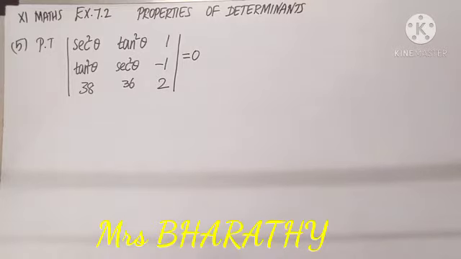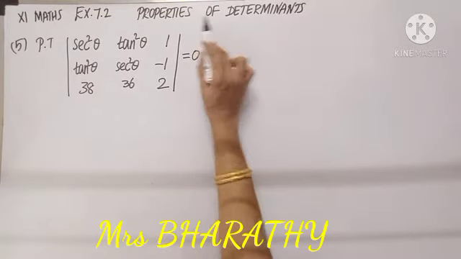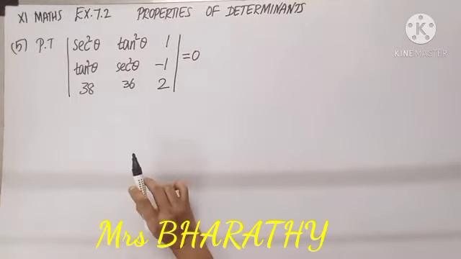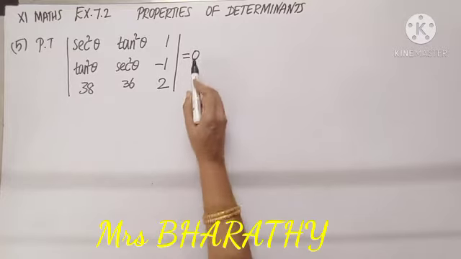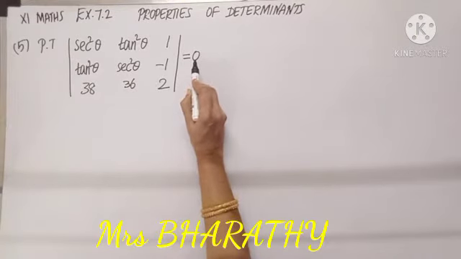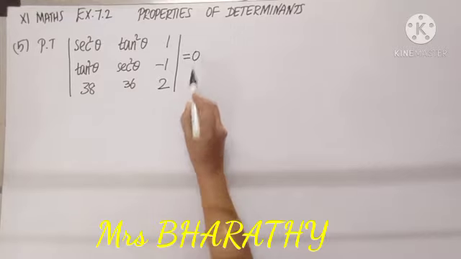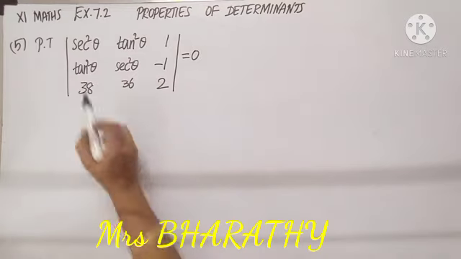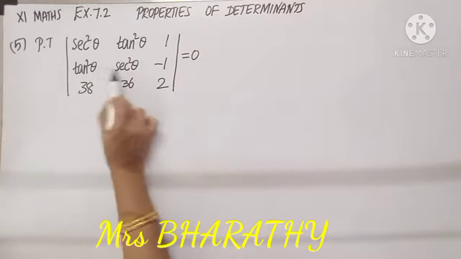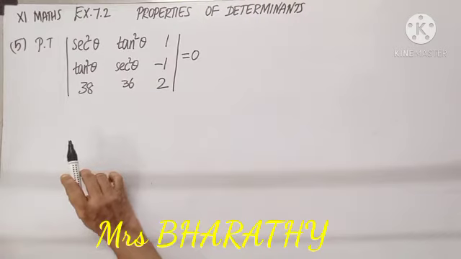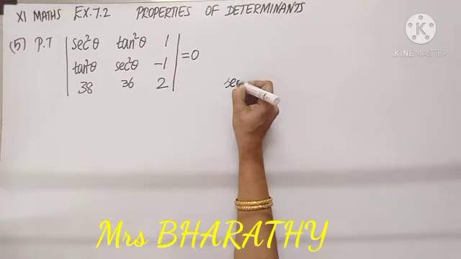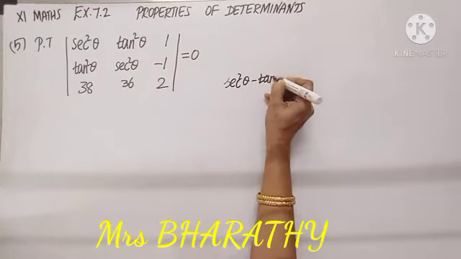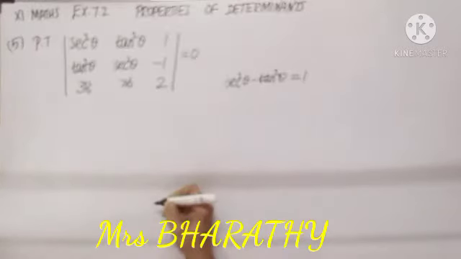Good morning children. We proceed on to exercise 7.2, problems based on properties of determinants. The very first idea, whenever I want to arrive at 0, try to bring two rows or two columns to be identical. Looking at the problem, I have secant square and tan square in both the rows. We remember the identity secant square theta minus tan square theta equals 1.